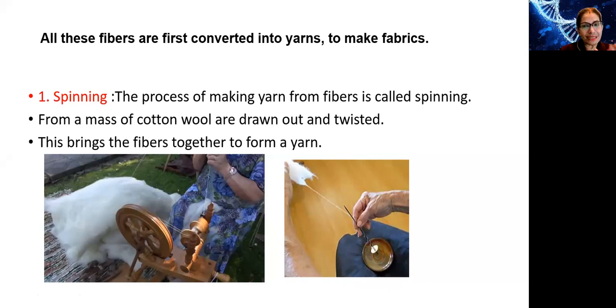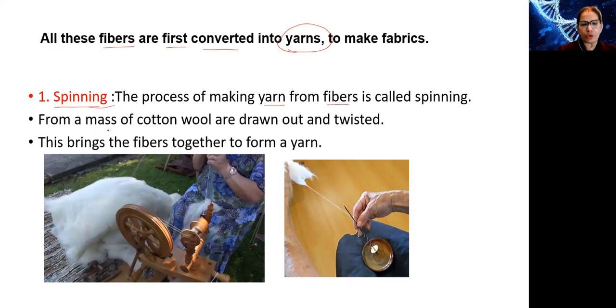Next, how are these converted into yarn? All these fibers are first converted into yarns before we go to the fabric. Now, how are they converted into yarns? By spinning. Spinning is the process used to convert the fiber into yarn. The process of making yarn from fibers is called spinning.